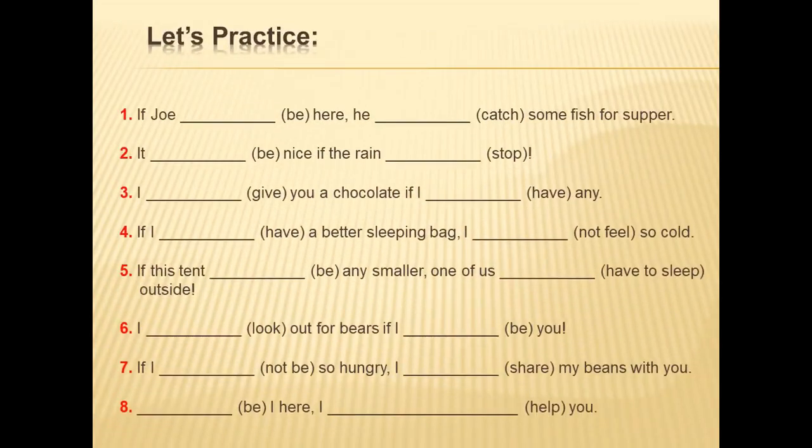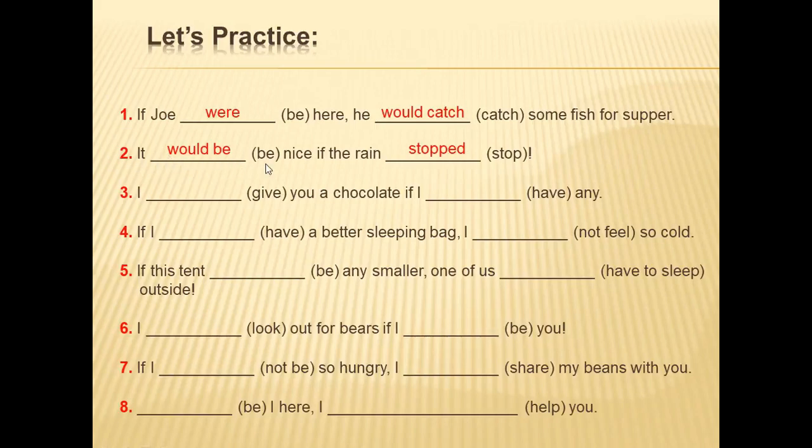Okay, before we go to study the next video, third conditional, I want you to practice the second conditional first. For example, number 1: if John were here, he would catch some fish for supper. Number 2: it would be nice if the rain stopped. Past simple in the if clause, and would in the main clause.